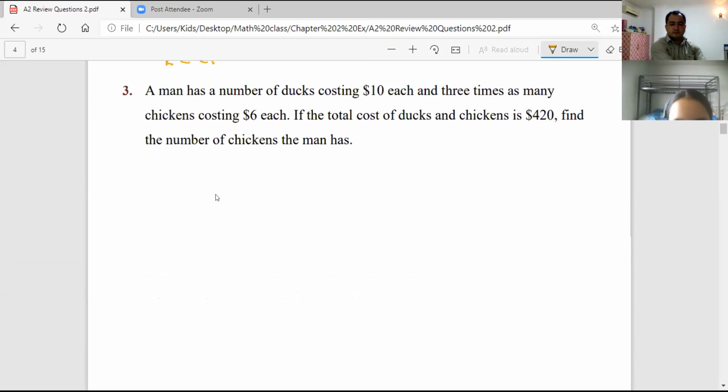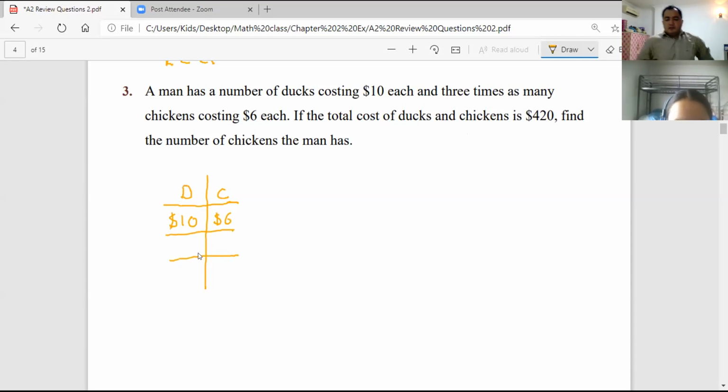So, let's see. There'll be 2, ducks and chickens, costing $10, and the chickens cost $6, right? Yeah. Very good. Now in the second row, let's write the number of these. What is the number of ducks and chickens?